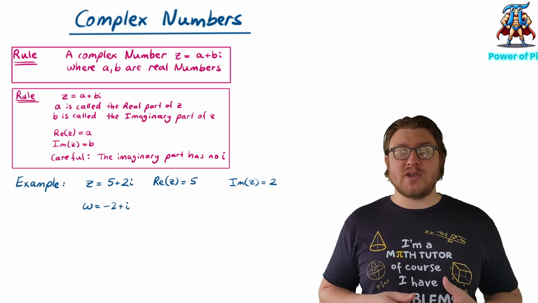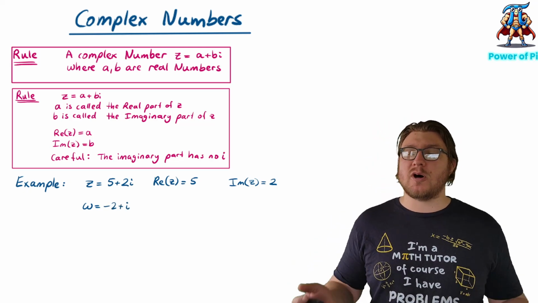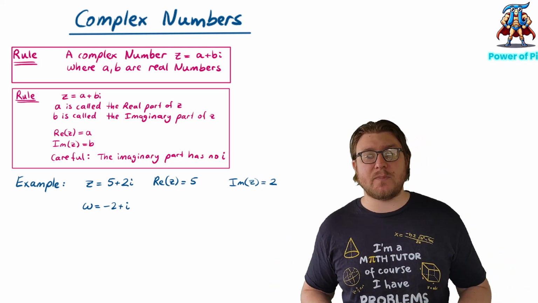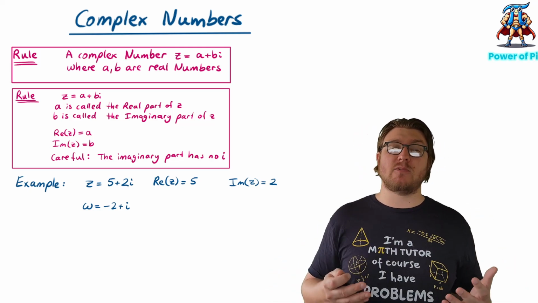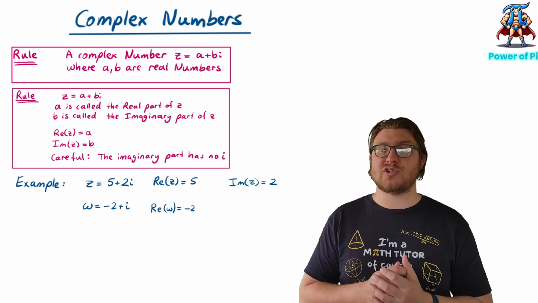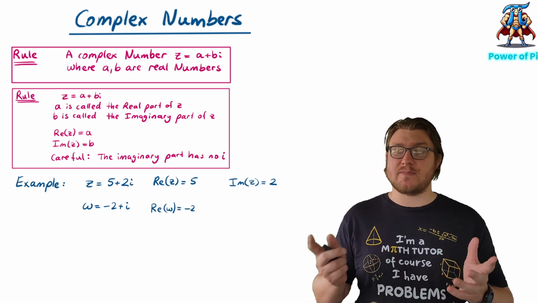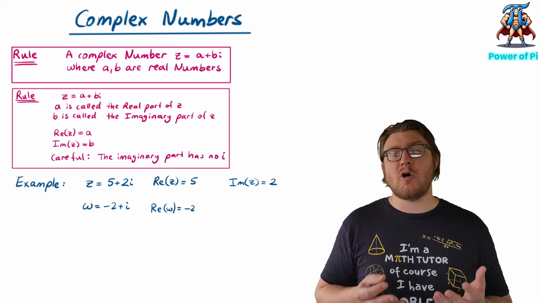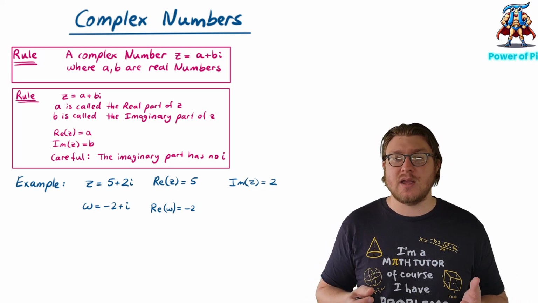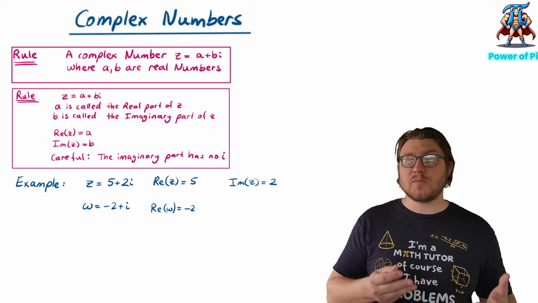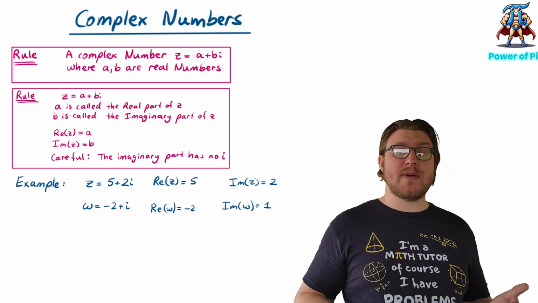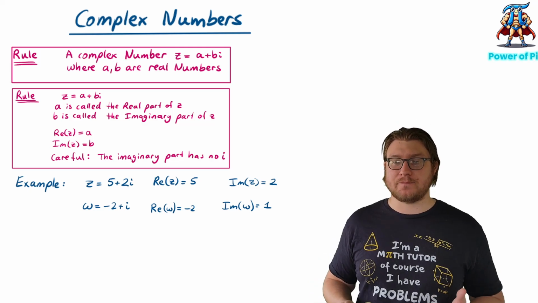Okay, we've got w is minus 2 plus i. What is the real part? What is the imaginary part? The real part is the one with no i, so that's minus 2. And the imaginary part here, well, what is the number in front of the i? Well, the coefficient multiplying i is 1. So the imaginary part here is 1.